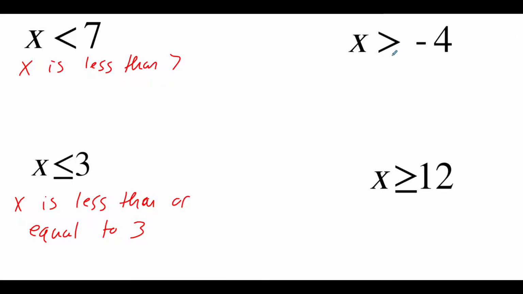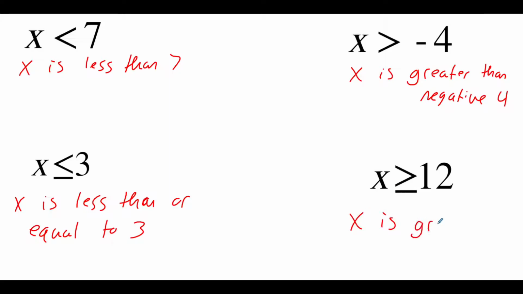Now we've got some other symbols. This one where the arrow is pointing to the right, that's our greater than symbol. So we would read this as x is greater than -4. And this other one, similar to what we saw before, as soon as we put that line underneath it, we're adding that extra equal to piece. So we would read this as x is greater than or equal to 12.